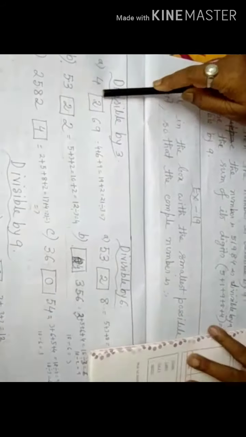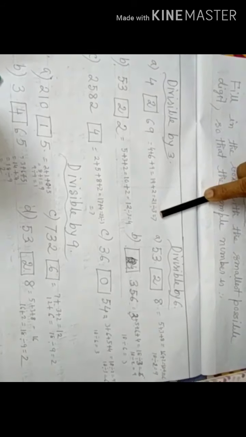Now, exercise 19, divisible by 3. Fill in the blanks. A: 4, box, 6, 9. I do it here. 4 plus 6 plus 9: 4 plus 6 is 10, plus 9 is 19. So 19 is not divisible by 3. So 19 plus 2 is 21. 21 divided by 3 is 7.